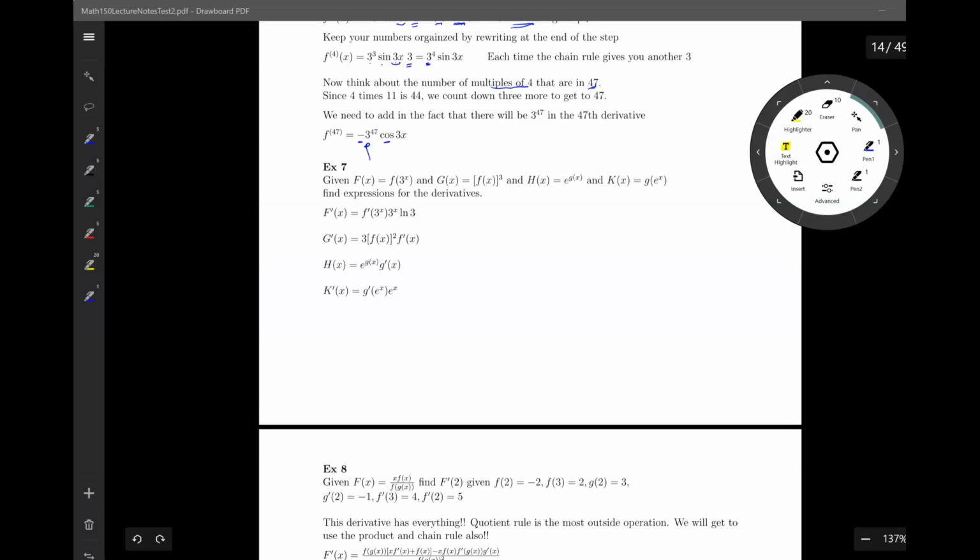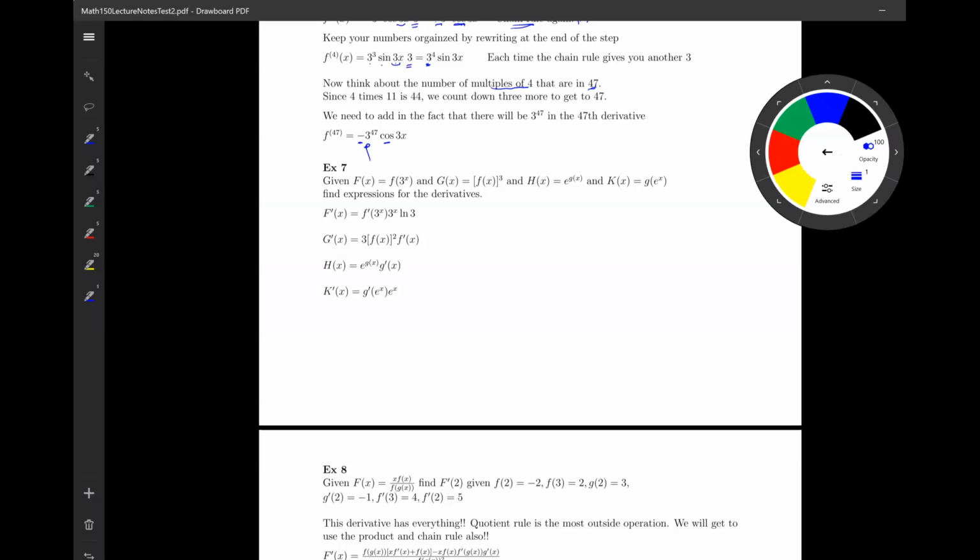Okay, so I've got quite a few expressions here. So to take the derivative of this f of 3 to the x, you take the derivative of the f first, so that's f prime. You carry that along, and then it's your job to take the derivative of 3 to the x, and that's 3 to the x times ln of 3. All right, so the g is f of x all cubed. So this is good old chain rule again.